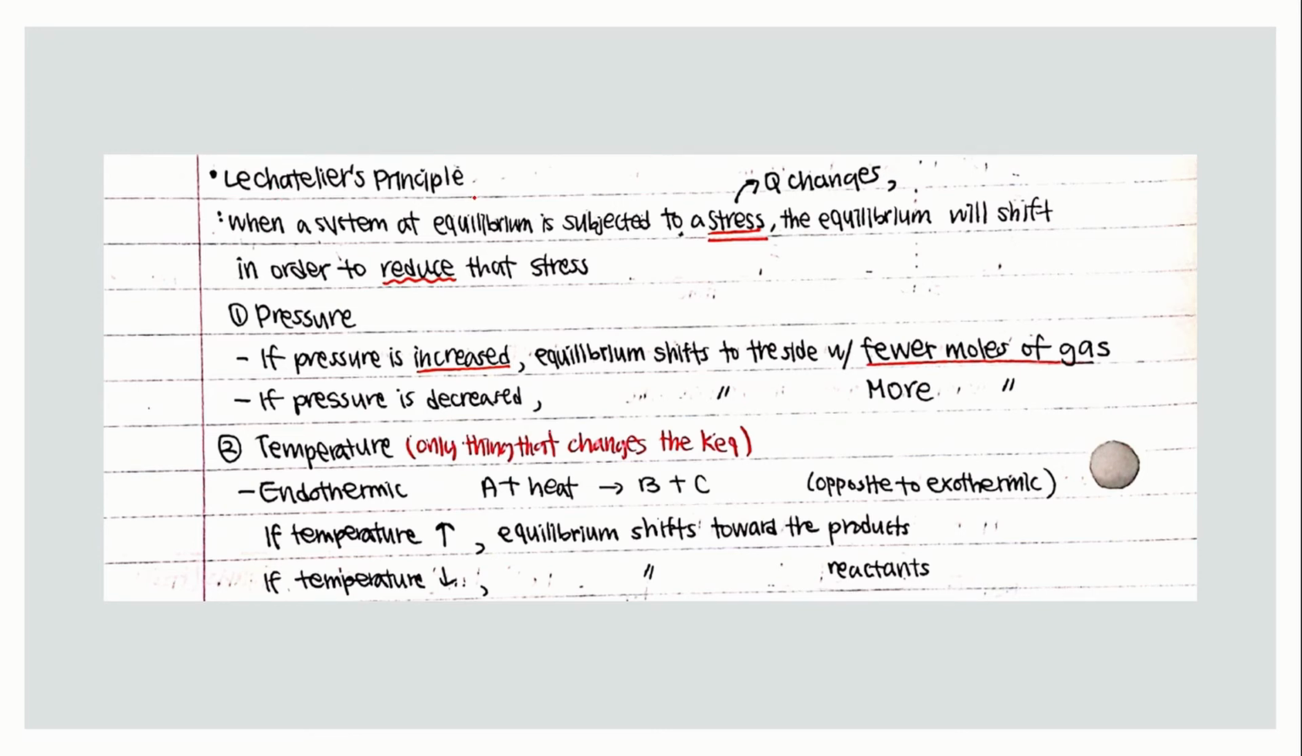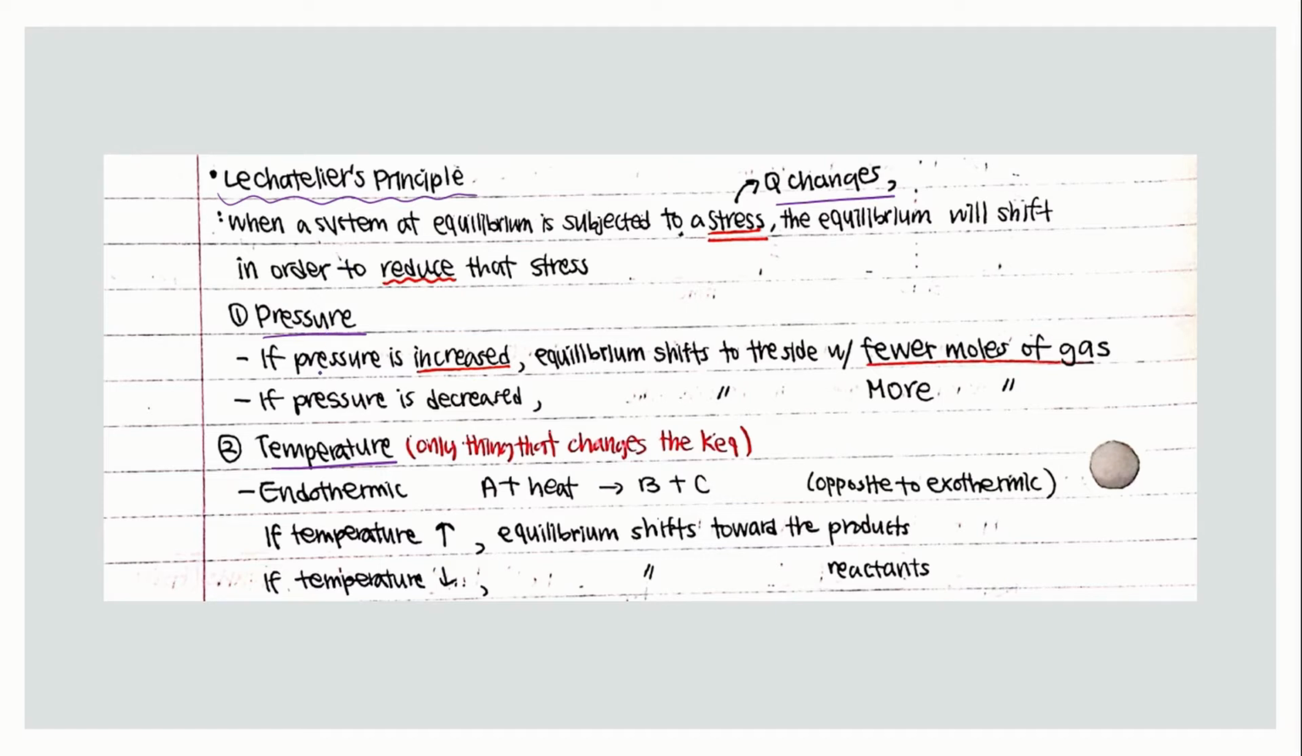Next is Le Chatelier's principle. This is a very important concept you have to make sure you know for this unit, and it is quite easy if you understand. When a system at equilibrium is subjected to a stress, the Q value changes and equilibrium will shift in order to reduce the stress. There are three variables that are considered the stress, which are pressure, temperature, and concentrations.